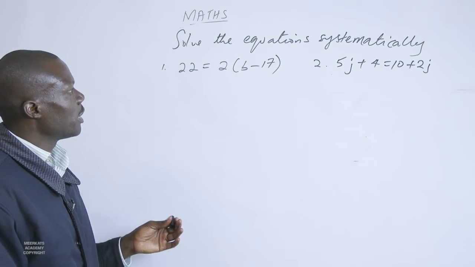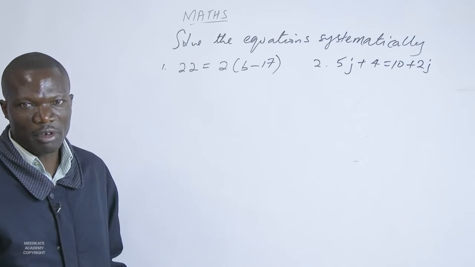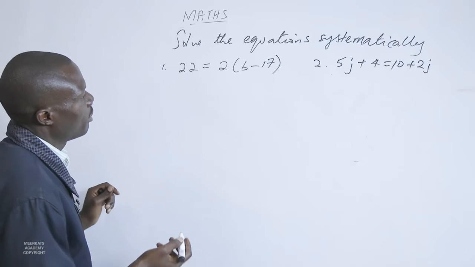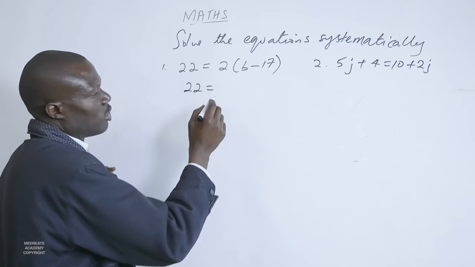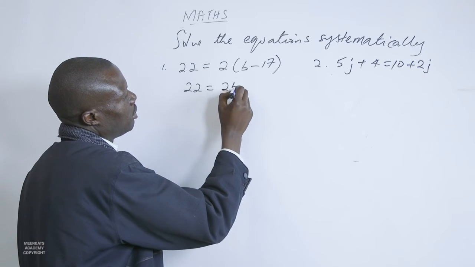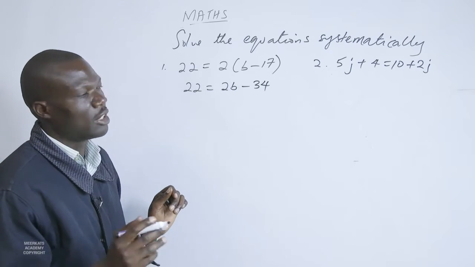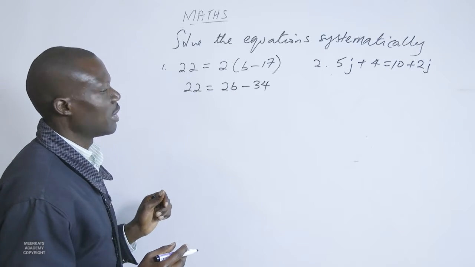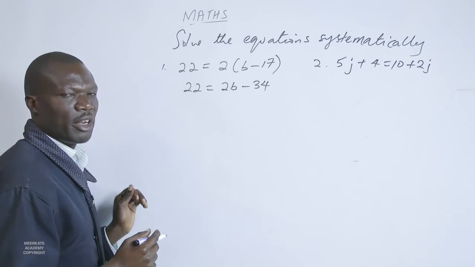So, to solve this, let us look at the first one. The left-hand side, we have a whole number, we have a constant. We don't bother much about that, but we shall maintain it. 22 is equal to, we open the bracket here, which will give us 2b minus 34. That is 2 times 17 is 34. Then from reaching there, we need to solve.